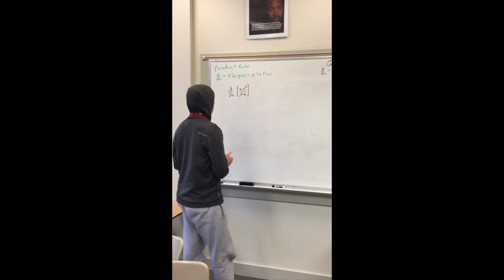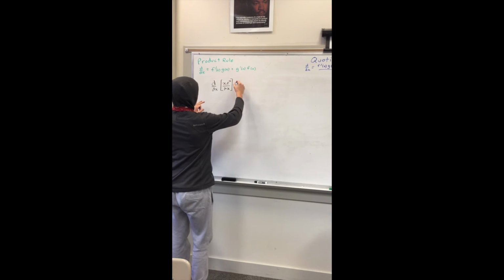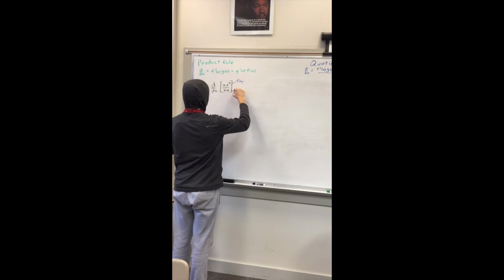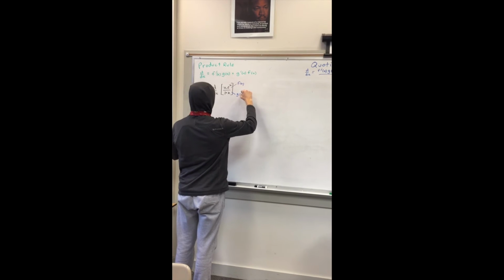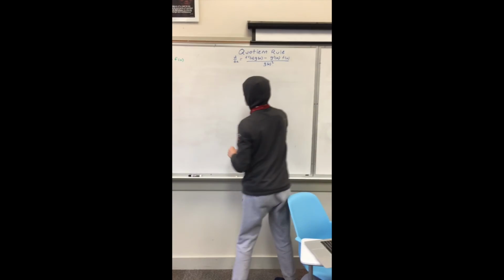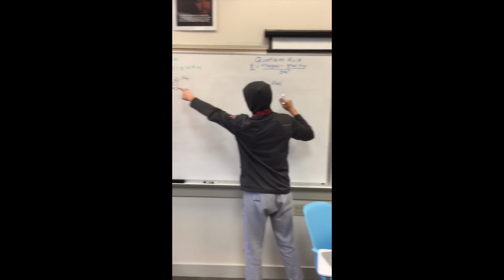Okay, so to start this out, we are going to name these. This is going to be f of x, and this is going to be g of x. And we're just going to list out all the terms that we need to know. So f of x is just going to be x e to the x.